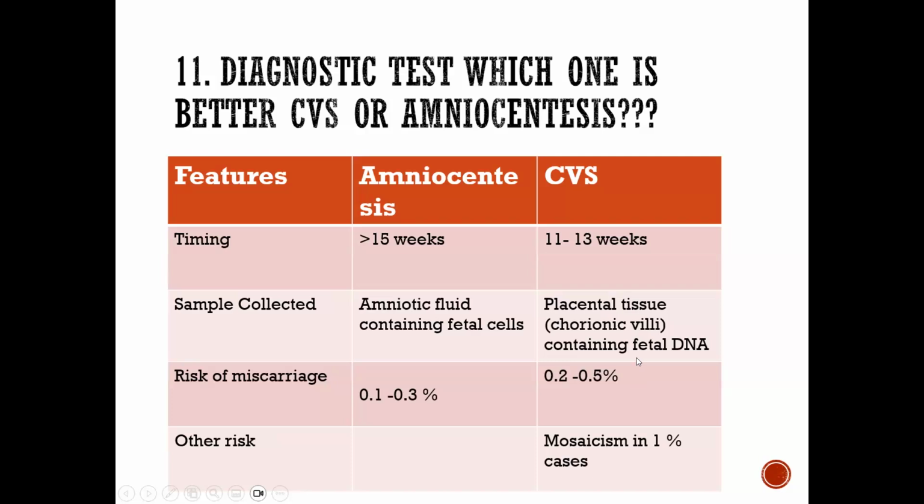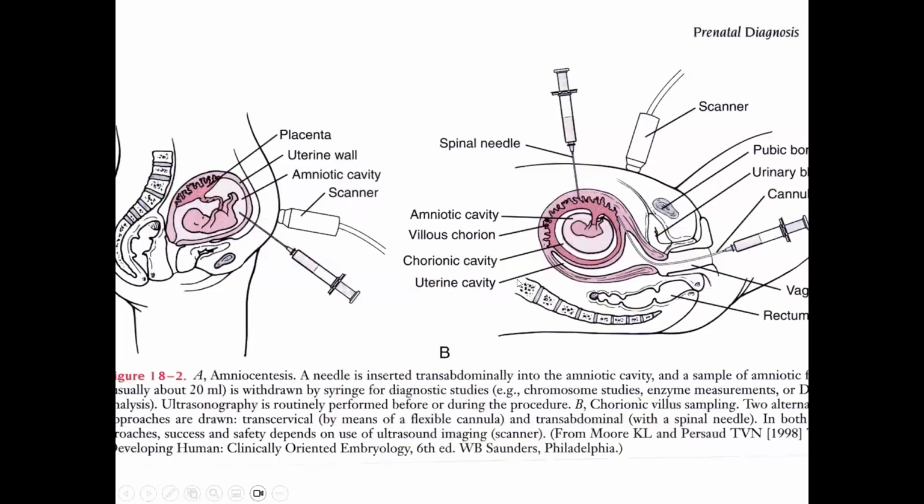And one more additional thing in case of CVS: mosaicism can sometimes affect the result because we are drawing placental tissue. Sometimes the placental karyotype and fetal karyotype can be different. That's when we have to offer amniocentesis again after CVS. So these are the procedures.